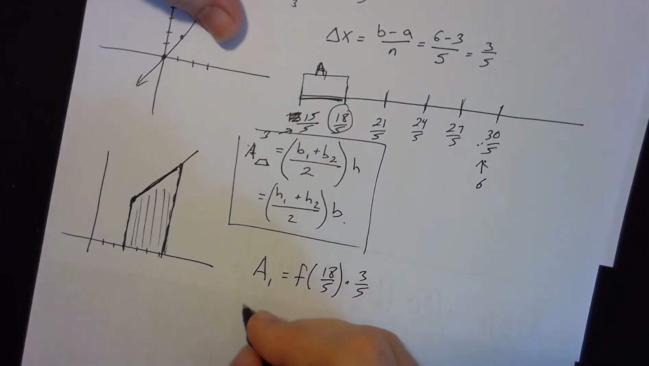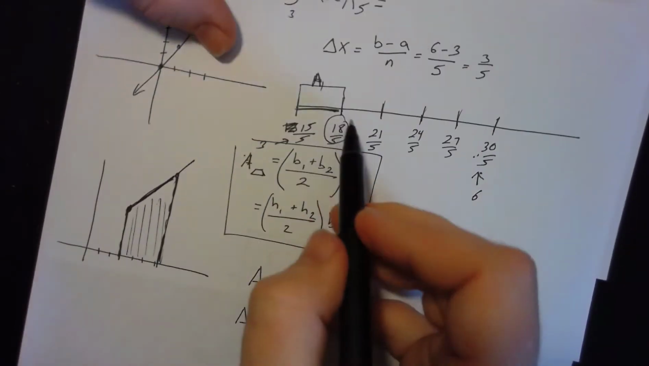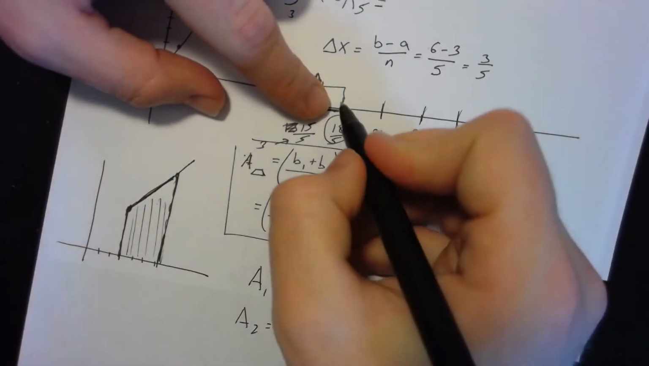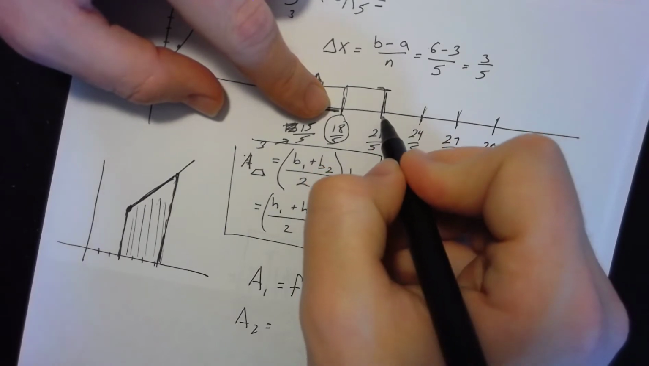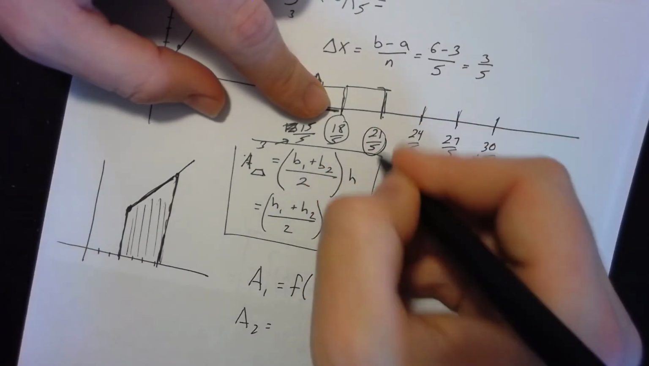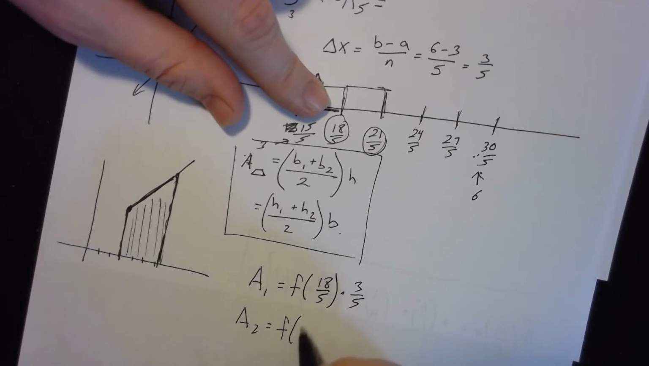That's area 1. Area 2 is going to be, well, here's my next region, and again, I'm going to look for the height at a certain point. The height is on the right side, so 21 over 5. So I'm looking at f of 21 over 5 times, once again, delta x, 3/5.